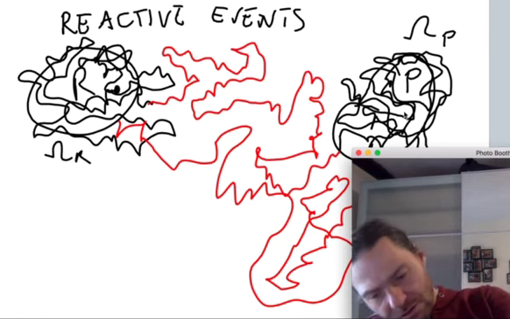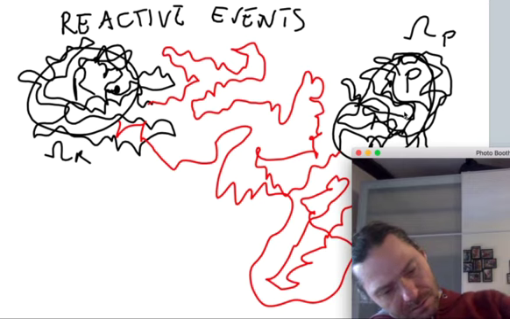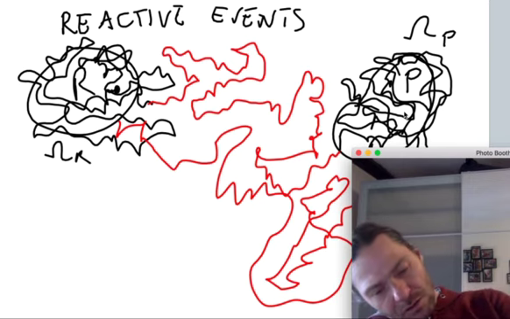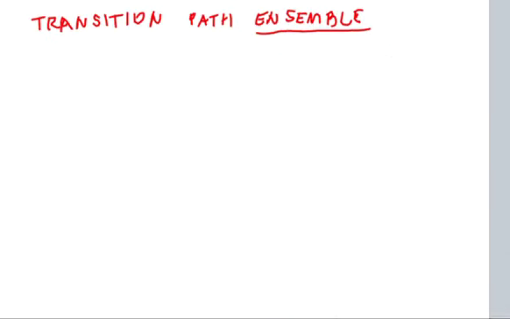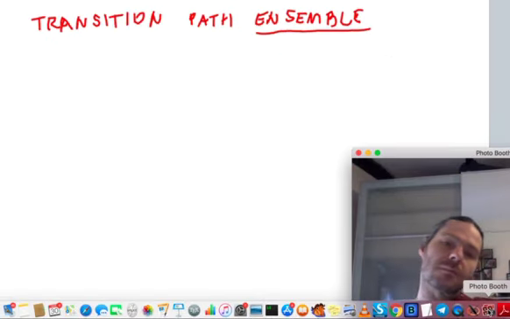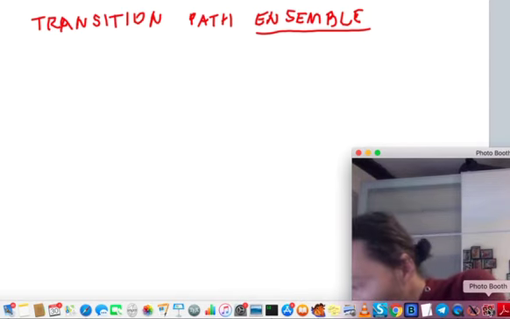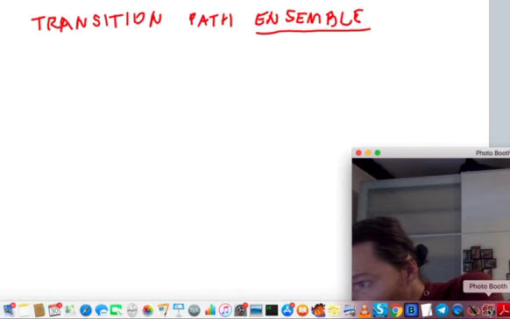So the first step towards characterizing reactive events is providing the concept of ensemble of reactive pathways. So let's define what is called a transition path ensemble. And I want to emphasize that I use the word ensemble because everything we are trying to achieve here is nothing but an extension of Boltzmann-Gibbs ensemble theory to describe dynamical non-equilibrium processes.